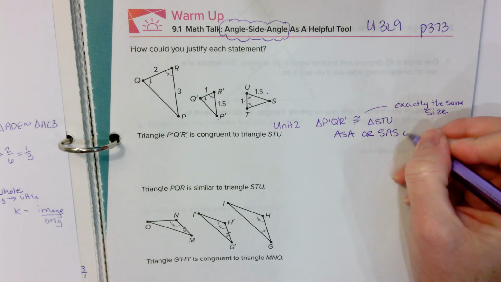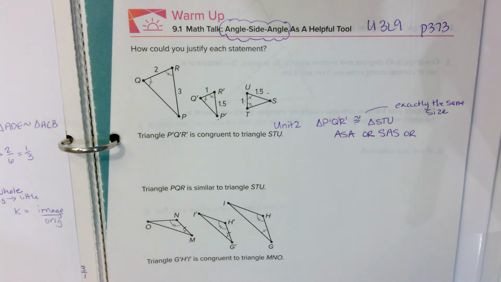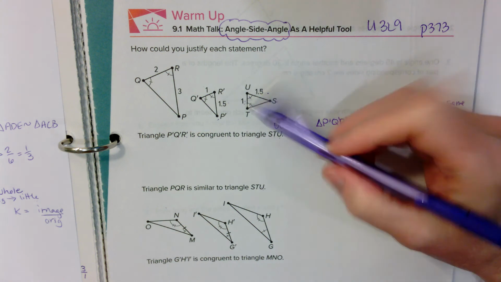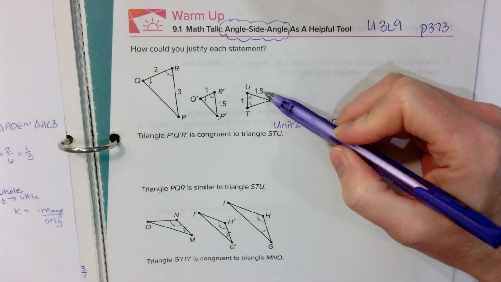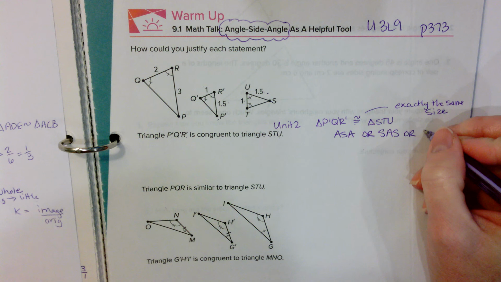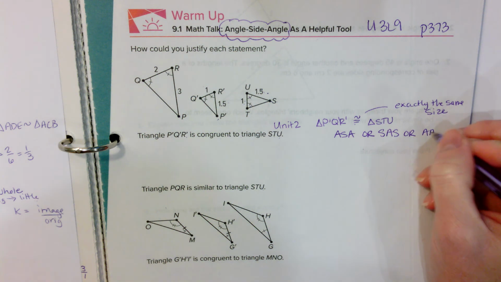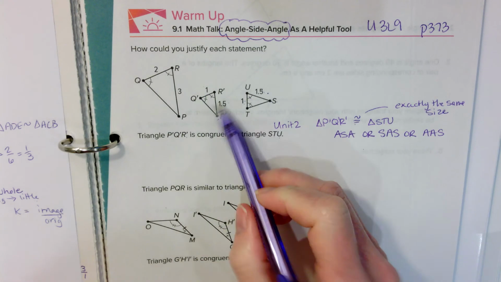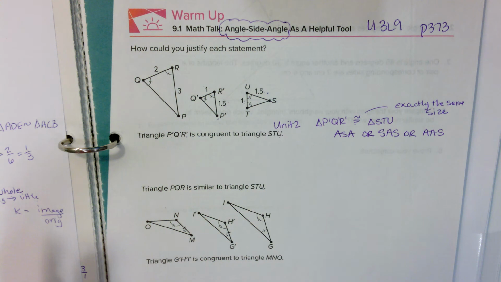Oh my goodness, I actually see another one now too. If you use the angle, angle, and the 1.5, which isn't in between them, then this could also be angle, angle, side. I don't know 3 sides, so it can't be that one. It's not HL, so it's not that one. But any of those 3 work.